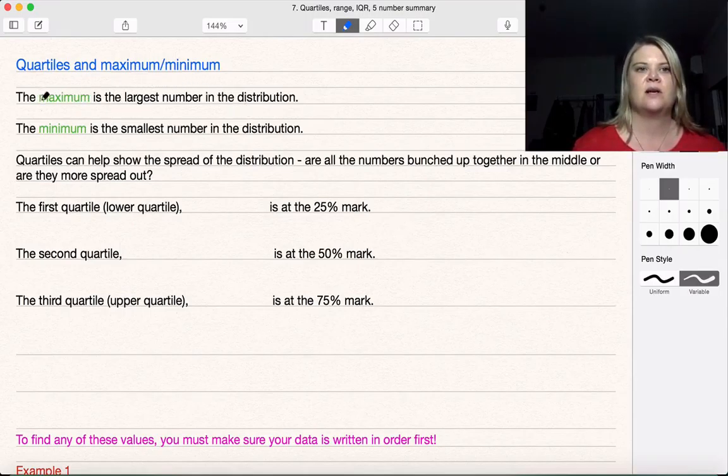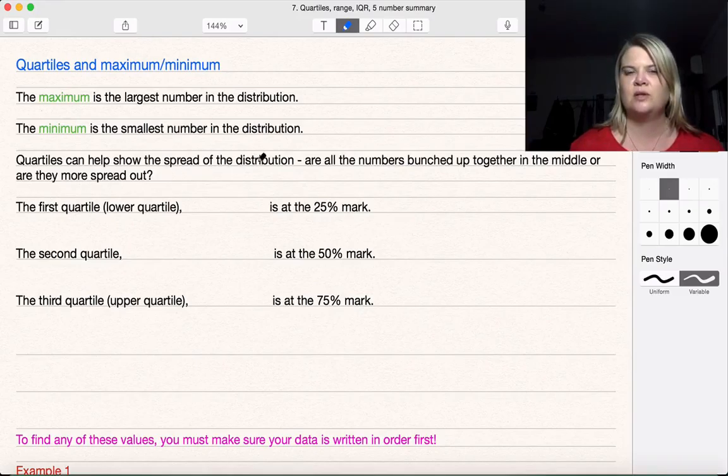What I want to spend most of this time talking about is the quartiles. So quartiles can help show you the spread of the distribution. The maximum and minimum can as well. Tells you things like, are all the numbers bunched up together in the middle, or are they more spread out?